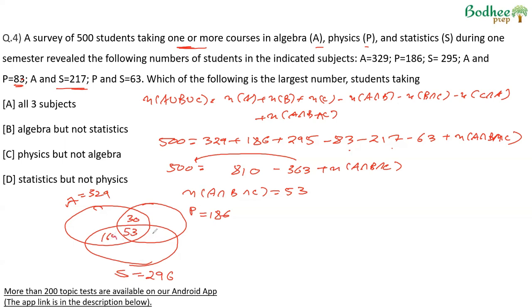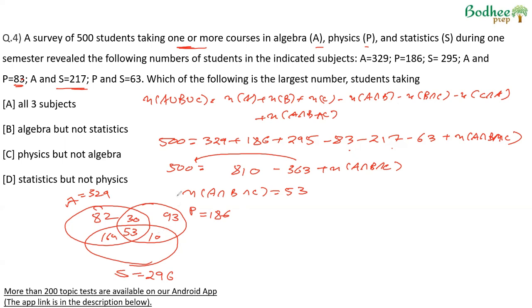P and S is 63, out of which 53 is there, so this becomes 10. Now, only A will be 329 minus 164, which will be 165 minus 83. So basically, this becomes 82. Here we have 83, 93. 93 minus 186 will be 93. 186, 93 into 2. And this is 164. 164 plus 53 is 217 plus 10 is 227.